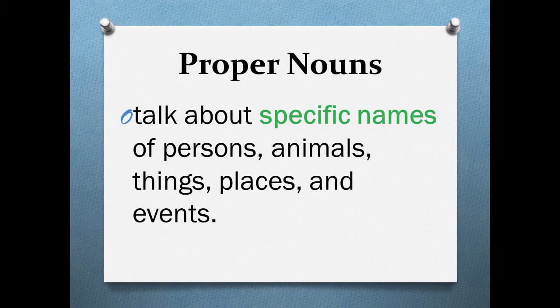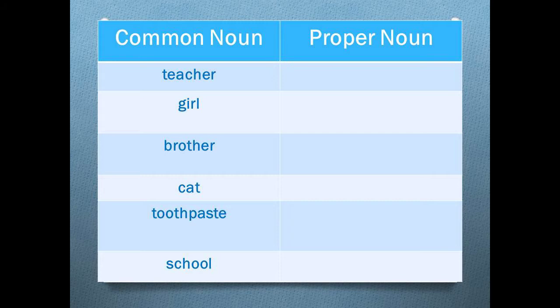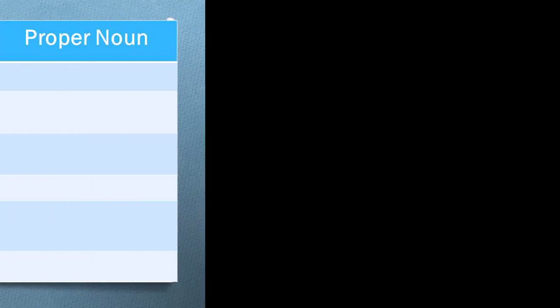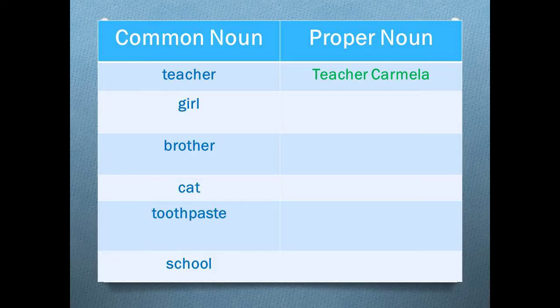The proper nouns talk about specific names of persons, animals, things, places, and events. Again, it's a specific name. Let's use the examples we had earlier for the common nouns, just so you see the difference between the common nouns and the proper nouns. An example of a proper noun for teacher is Teacher Carmela. That's my name. You see, a proper noun is a specific name of a teacher.